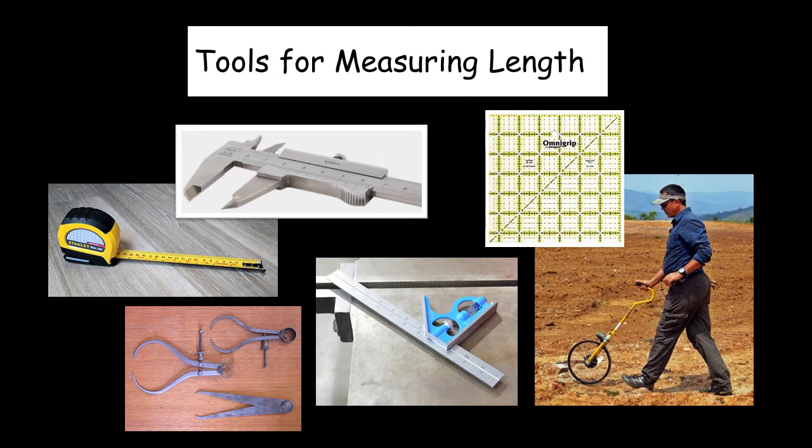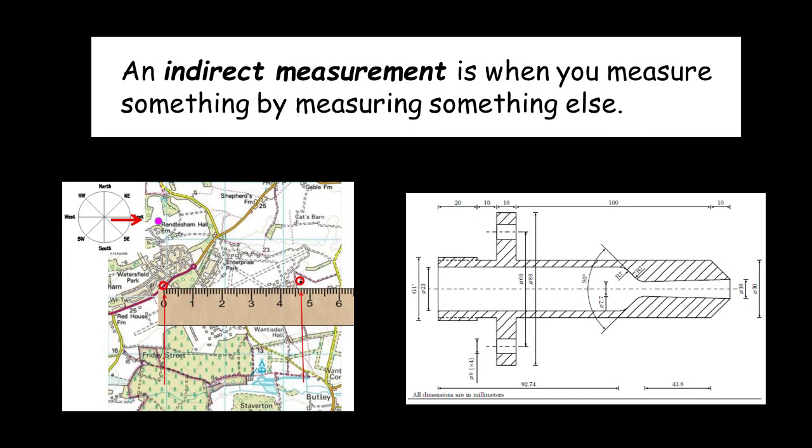All the tools you see here make direct measurements of objects, just like a ruler. An indirect measurement is when you're measuring something by measuring something else. For example, measuring length or distance on a scale, map, or drawing.